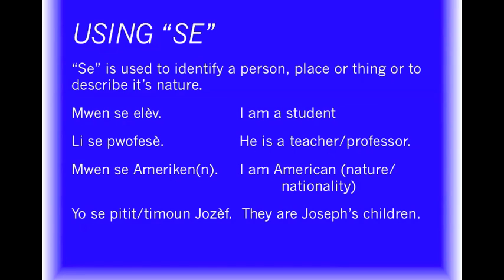Yo, c'est petite Joseph. Or you can say, yo, c'est Timon Joseph. Timon and petite, they both mean children. So we can see that when we're talking about a profession, or a noun that describes their, again, profession, identity, even in cases of nationality, we're going to use se.